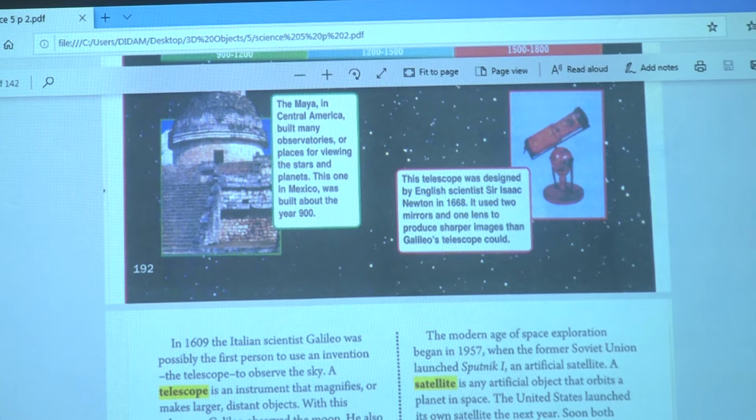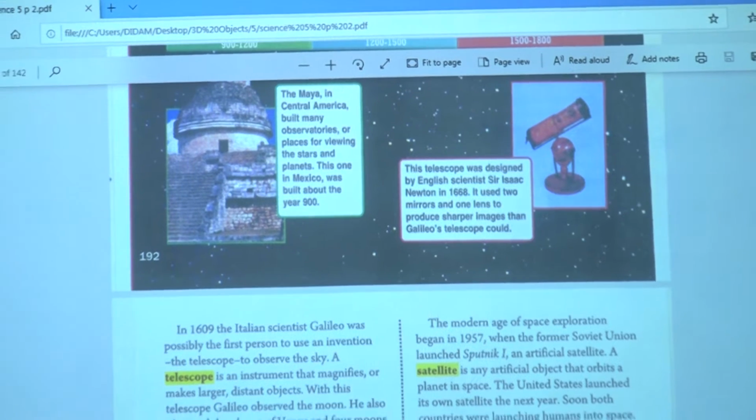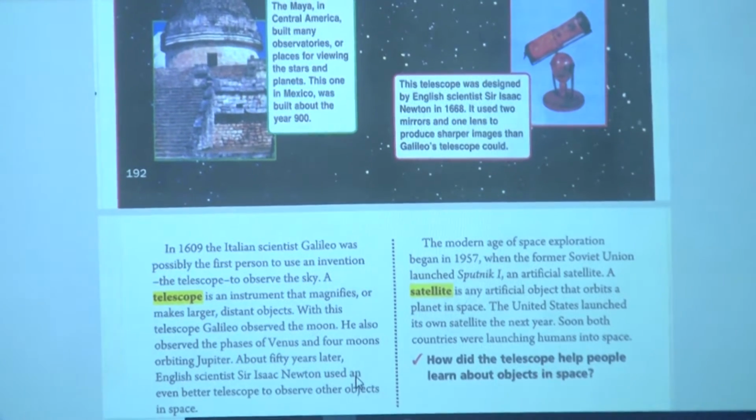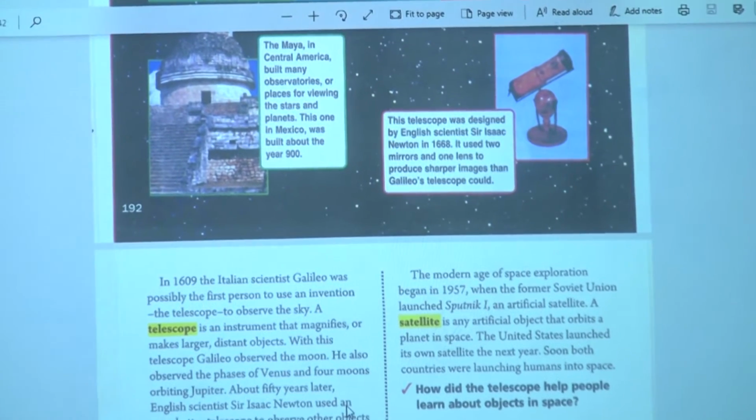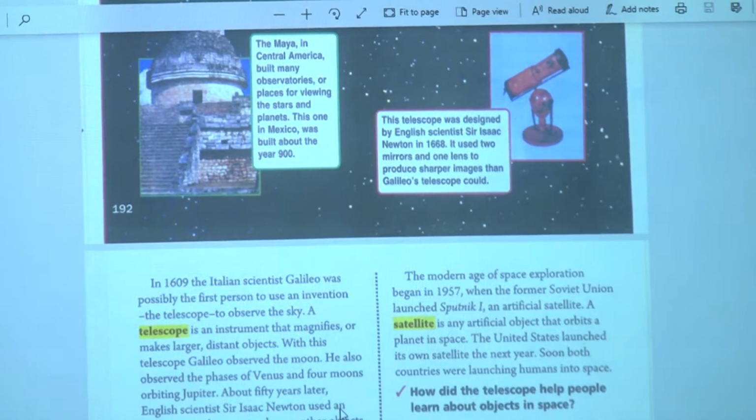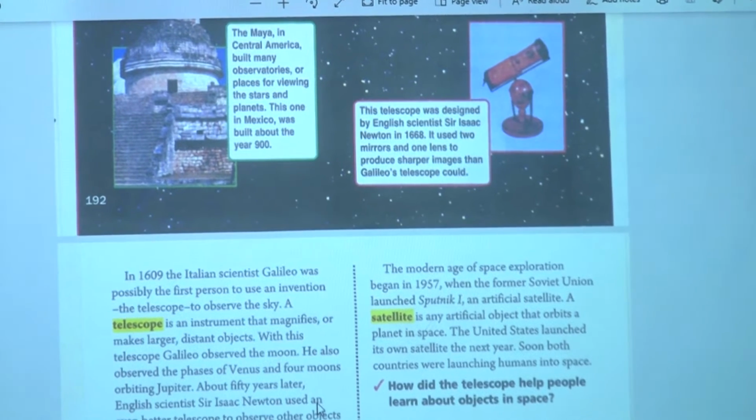After Newton, a lot of scientists invented telescopes in other, newer, modern ways, okay? But after that, a new scientist comes. His name was Soviet Union. Invented what? Invented the satellite.